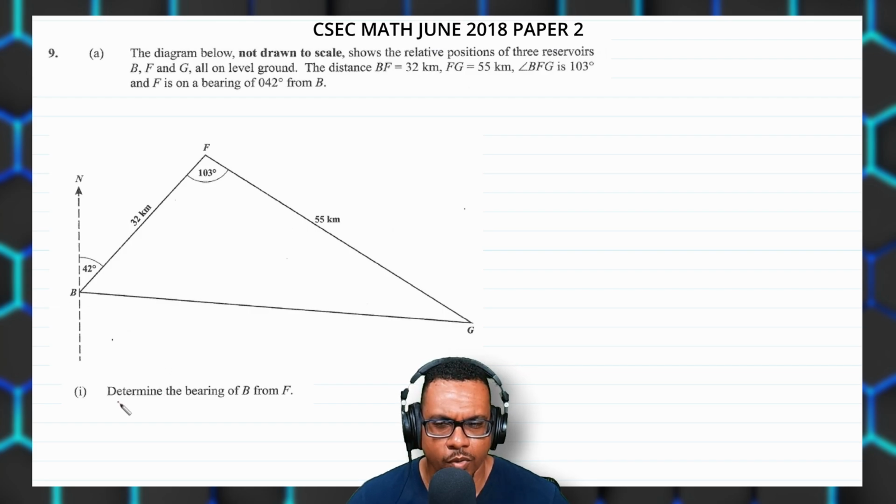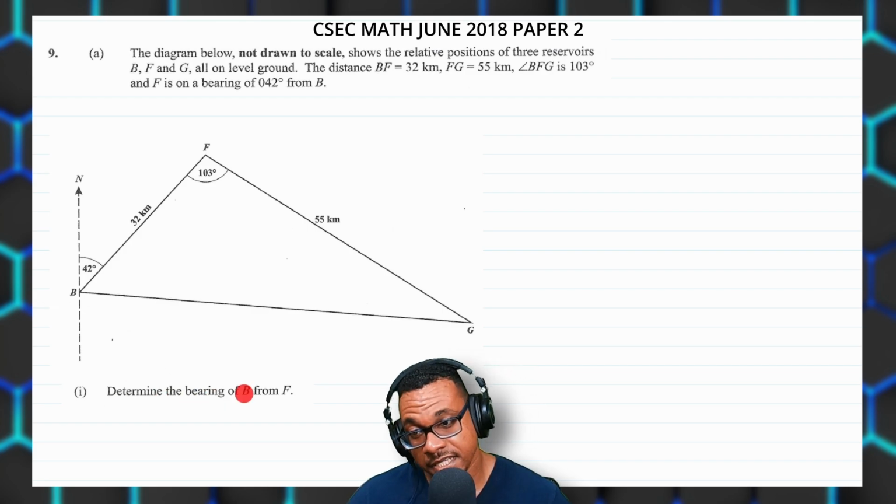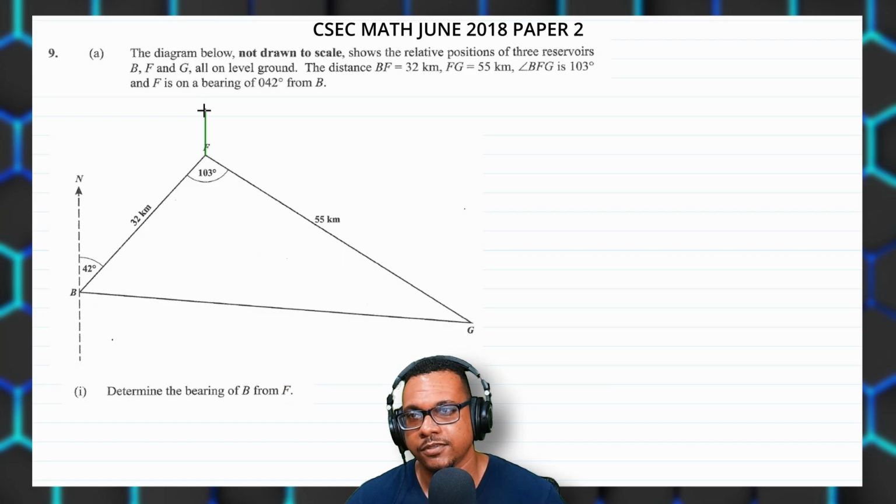So now for part 1, they want us to determine the bearing of B from F. Now since it's from F, we are putting a north line on F. So let's do that. So I have my north line here. And now we want the angle in a clockwise direction. That's going all the way around here to this line connecting F to B.